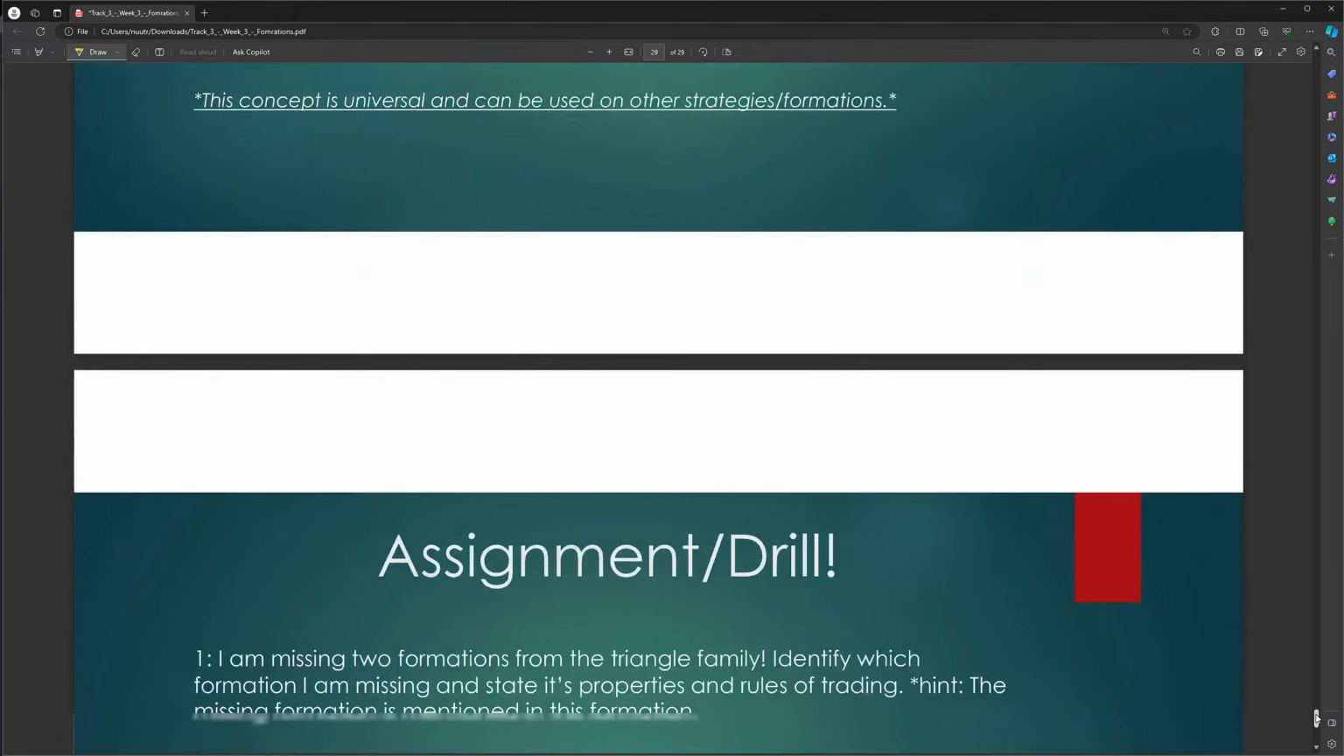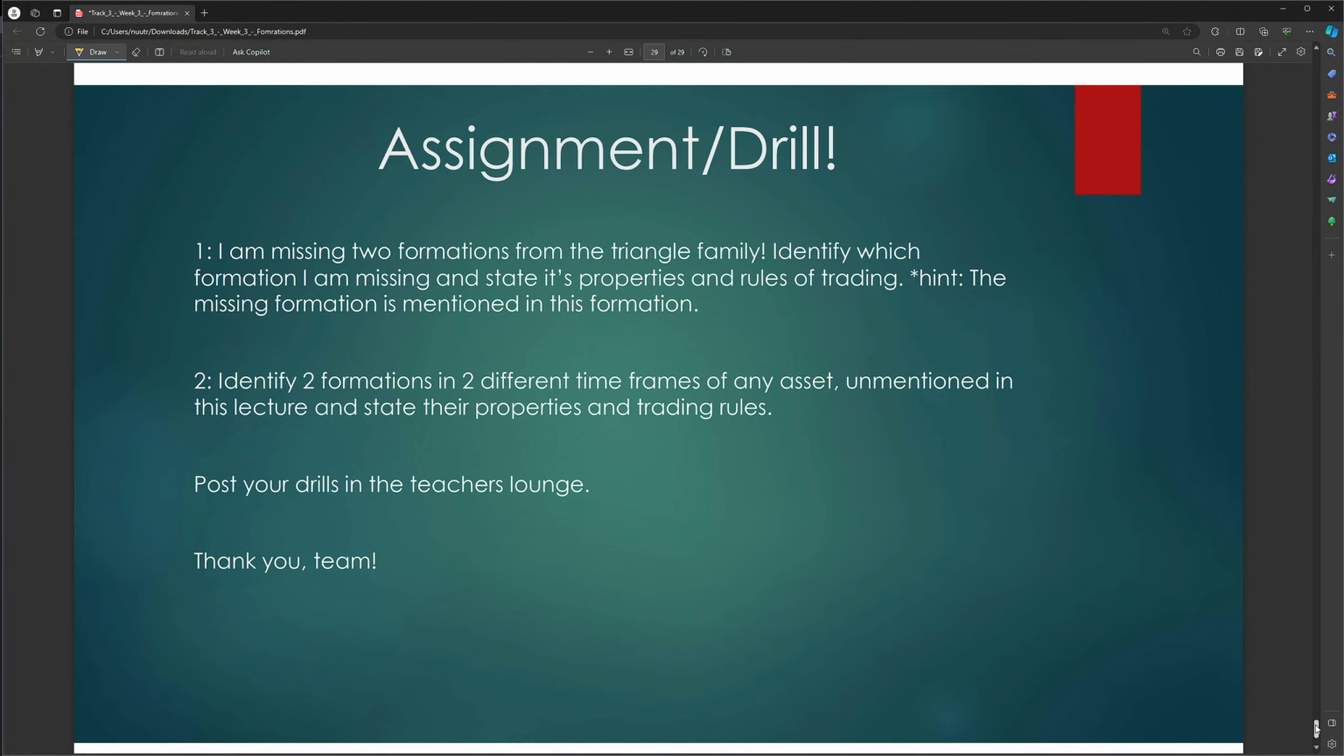All right, so let's now move on to the very last slide here, and this is the assignment and drill. We're going to end with this. So let's just say that I'm missing two formations from the triangle family.